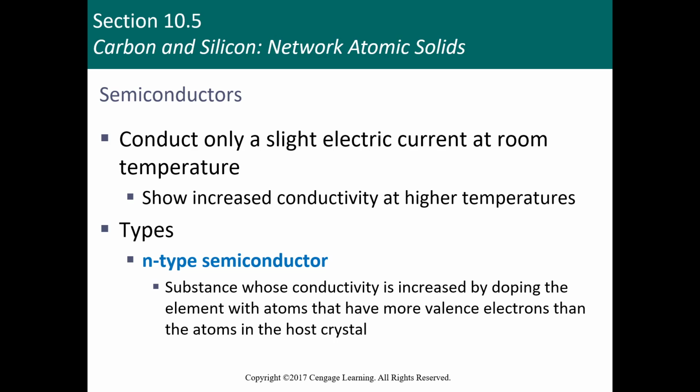So N-type conductors are going to be substances whose conductivity is increased by doping the element with atoms that have more valence electrons than the atoms in the host crystal. One of the ways you can help yourself remember this is N-type semiconductor, negative type. Electrons are negative.